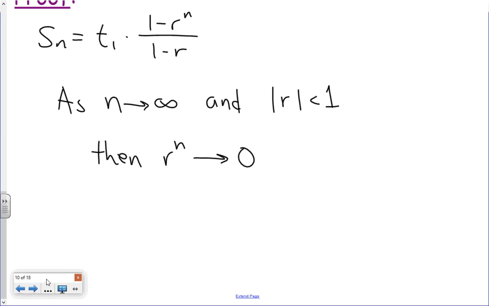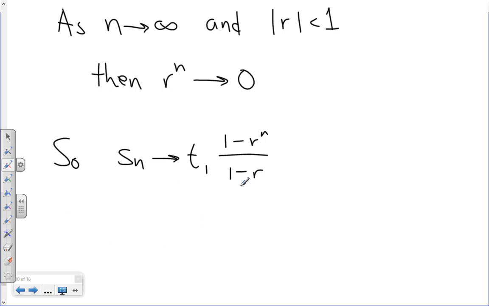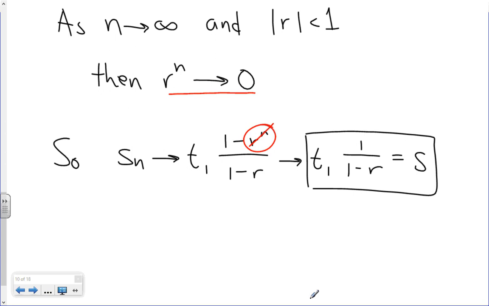So what does that mean then? If we're trying to calculate the sum S sub n, I shouldn't say equals, we're saying we're going to let n go to infinity here. So S sub n takes on the form of t sub 1 times 1 minus r to the nth over 1 minus r. And again, we just said that if we let n go to infinity, this thing right here is disappearing. It's becoming 0. It drops out of here. So in other words, this takes on the form of t sub 1 times 1 over 1 minus r. And that right there is our formula. We'll call this S. This is the sum of that series. That's what the series converges to, that value right there.